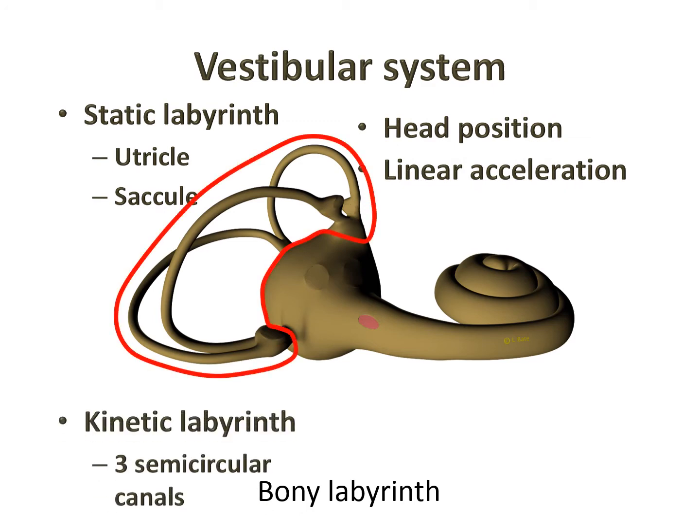The other component of the vestibular system is the kinetic labyrinth, which consists of three semicircular canals. Each semicircular canal is positioned perpendicularly to each other. The role of the kinetic labyrinth is to keep track of the rotational movement of the head. All movements such as up and down, as if nodding, or sideways, as if shaking the head, or tilting the head to one side or the other.